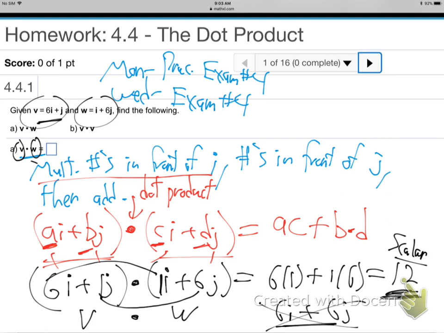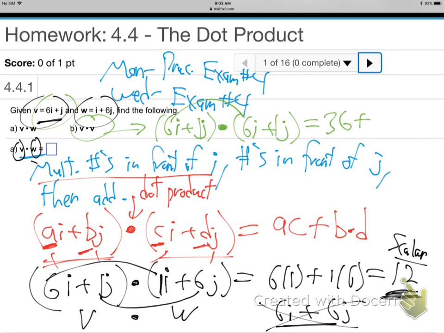Pretty easy? Let's do part B. That's v dot v, so you just take vector v, which is 6i plus j, dot itself. 6i plus j dot 6i plus j. Just multiply the x with the x, or the i with the i, whatever you want to call it. 6 times 6, 36. Add, and then 1 with 1. 1 times 1 is 1. 37, done. Good? Easy?